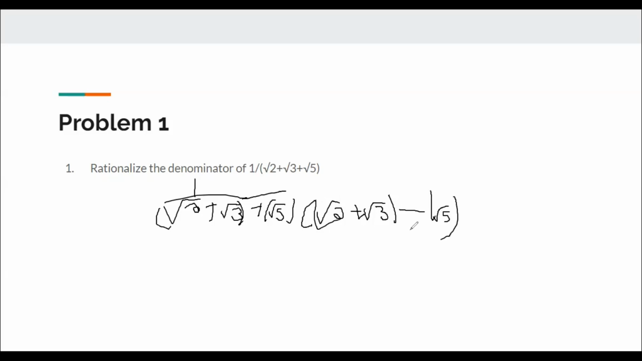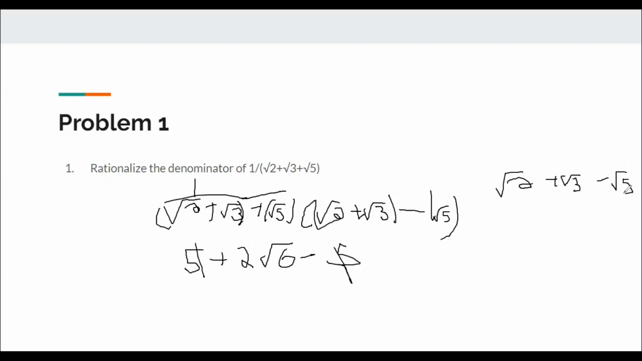So then you could do a squared minus b squared. This squared is just going to be 5 plus 2 root 6, and then minus root 5 squared, which is just 5. So this just cancels out with this. And then the numerator is going to be root 2 plus root 3 minus root 5. And the denominator is just 2 root 6.